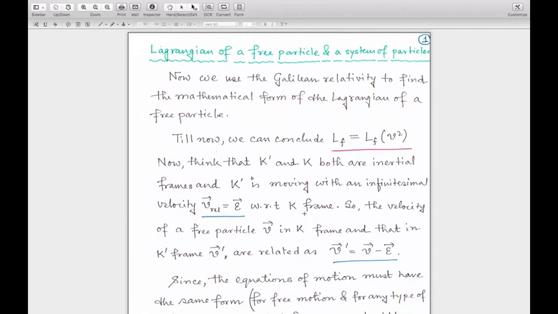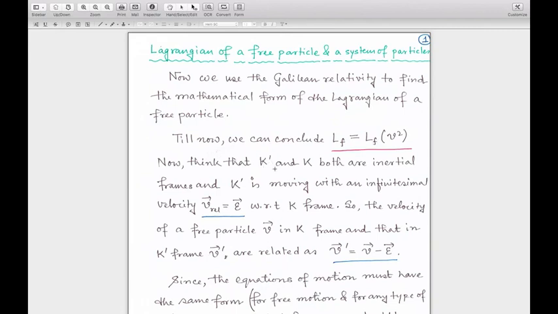So till now we can conclude that the free particle Lagrangian should be a function of v squared, the mod of the velocity squared, only. Whether this is mod of velocity or mod of velocity squared, this is the same thing.